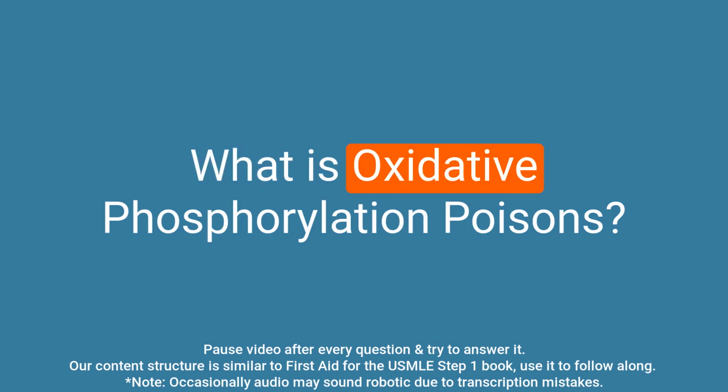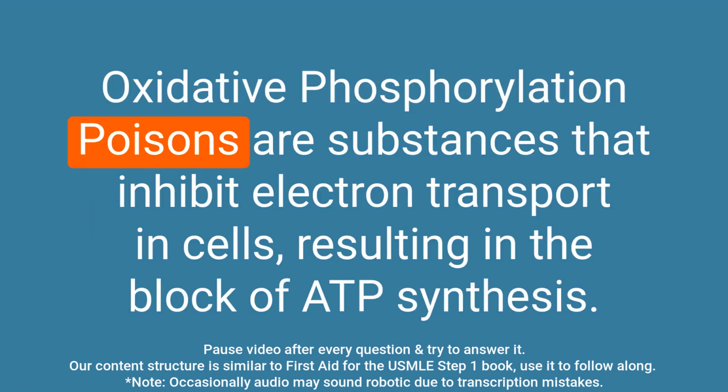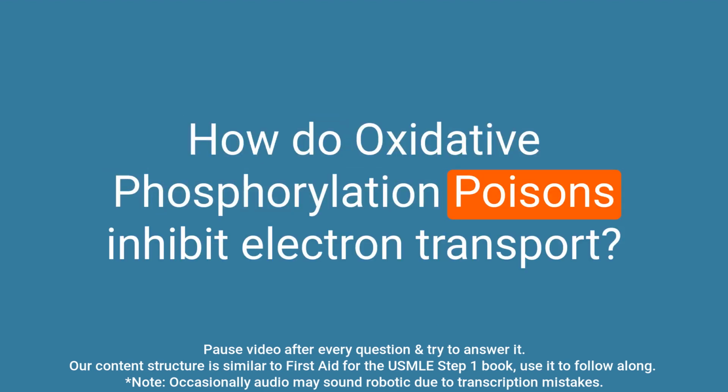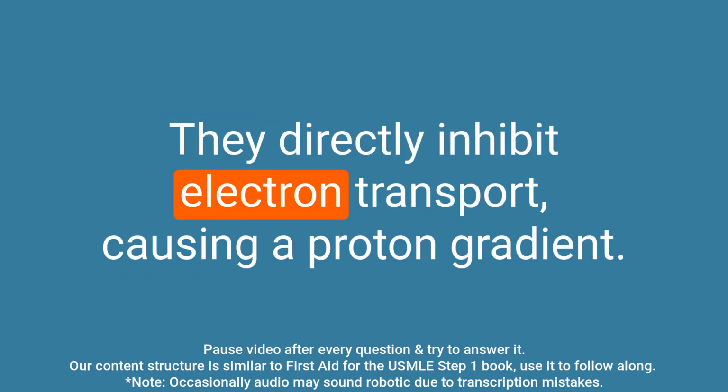Question: What is oxidative phosphorylation poisons? Answer: Oxidative phosphorylation poisons are substances that inhibit electron transport in cells, resulting in the block of ATP synthesis. Question: How do oxidative phosphorylation poisons inhibit electron transport? Answer: They directly inhibit electron transport, causing a proton gradient.